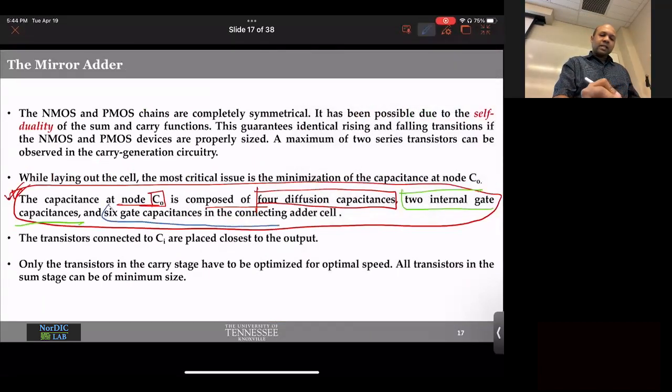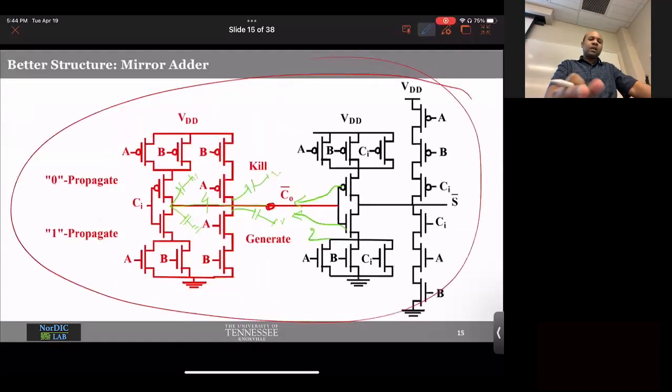Finally, 6 gate capacitance in the connecting adder cell. What does that mean? Connecting adder cell. How is that possible? 6 gate capacitance, that's huge. Can you imagine 6 gate capacitance? How is that possible? Can anybody tell me? This is the tricky part. Look for 6 gate capacitance for the cell that will be connected to it.